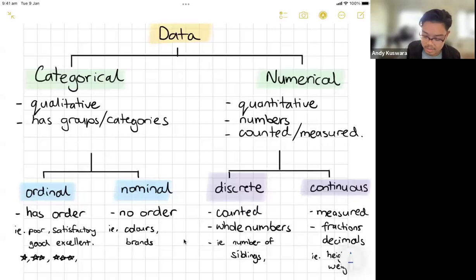Now continuous, these are things that can be measured. An example is things like height and weight, because those things can have decimal places. If I'm talking about height, I'd say I'm like 173.5 or something like that. Because there are decimals involved, that's what we call continuous data. You can have fractions, you can have decimals. Whole number is discrete; fractions and decimals are continuous. Remember how these work.